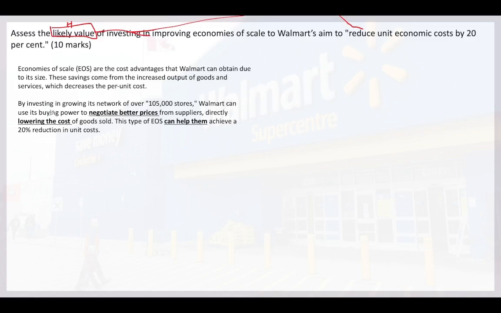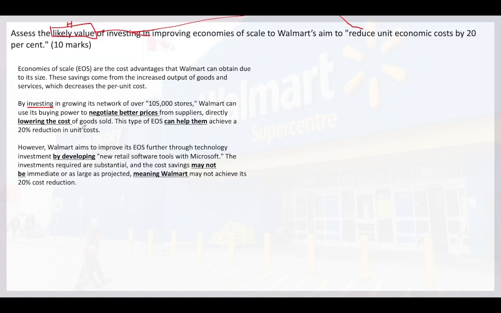answering the question. You'll notice it says by investing. We're not just saying an example of an economy of scale, and it's a growing network. Okay, so it's not just investing in their stores, might get away with that, but it's also investing in a growing network.